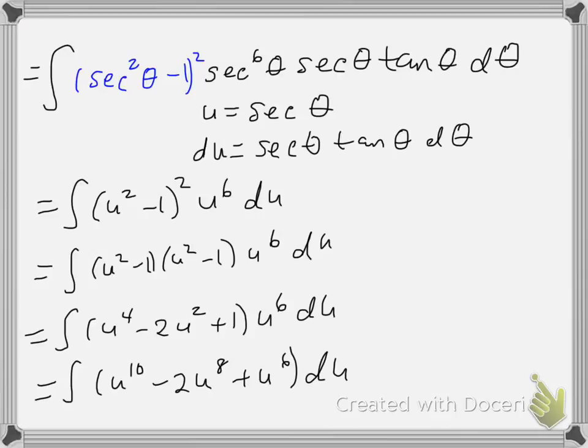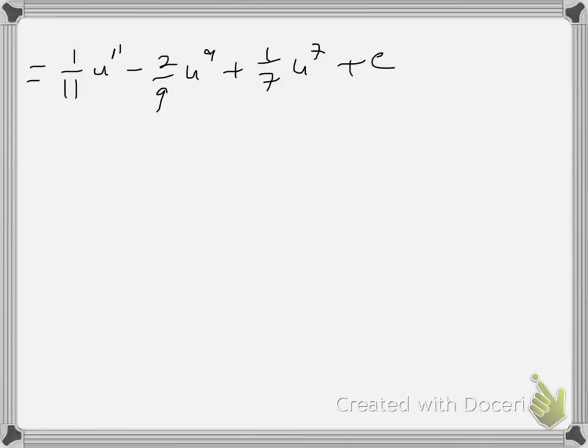Derivative of this, we're going to end up with 1/11 u to the 11th minus 2/9 u to the 9th plus 1/7 u to the 7th plus an arbitrary constant of c.